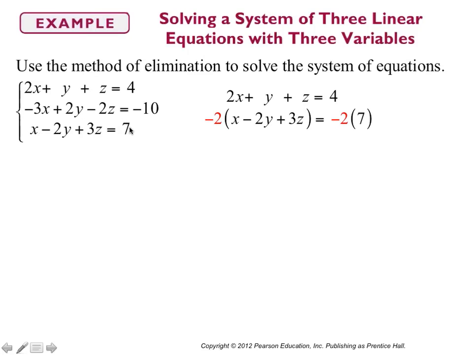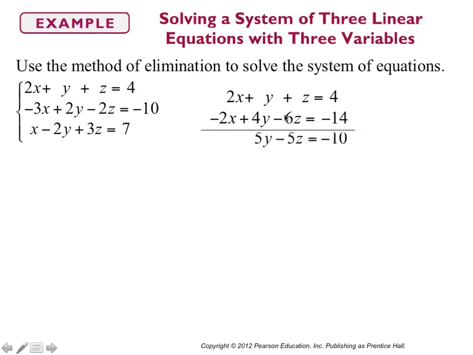So if we take this third equation and we multiply everything by -2, we're going to get -2x plus 4y minus 6z equals -14. Then we take the first equation and the third equation and put them back together, and we're left with 5y minus 5z equals -10. Next to this equation, I would suggest you put a little star so that you don't lose it.